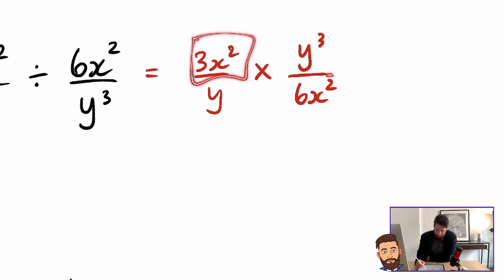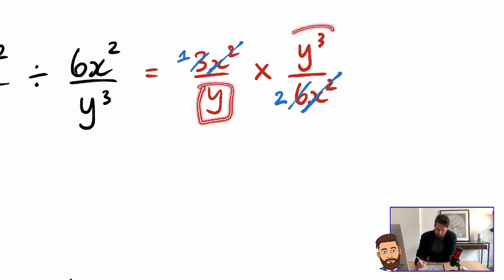I've got 3x squared and a 6x squared. Well, 3 can be cancelled because 3 goes into 3 once and 3 goes into 6 twice. And I've got x squared and x squared, so they can cancel. Checking this diagonal, I've got 1y here and 3 y's here. So if I get rid of one of these y's, I have to get rid of one of these y's, so I'd leave that with 2.